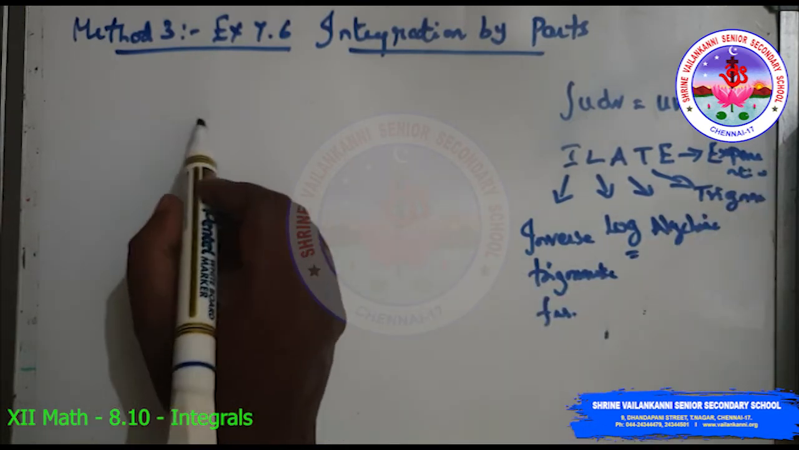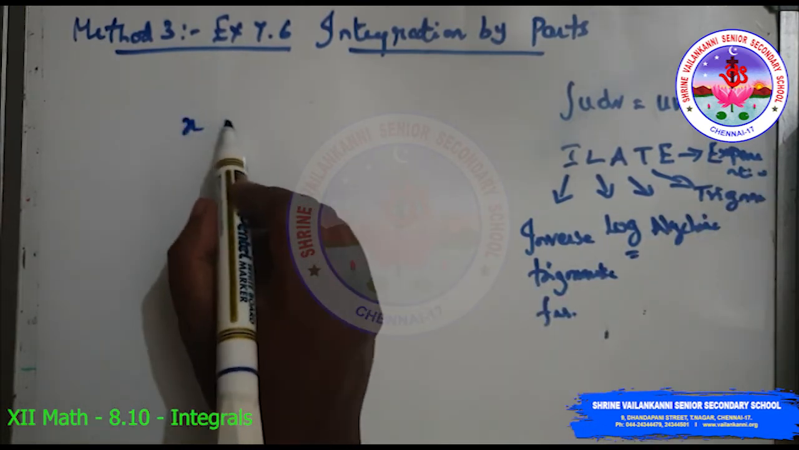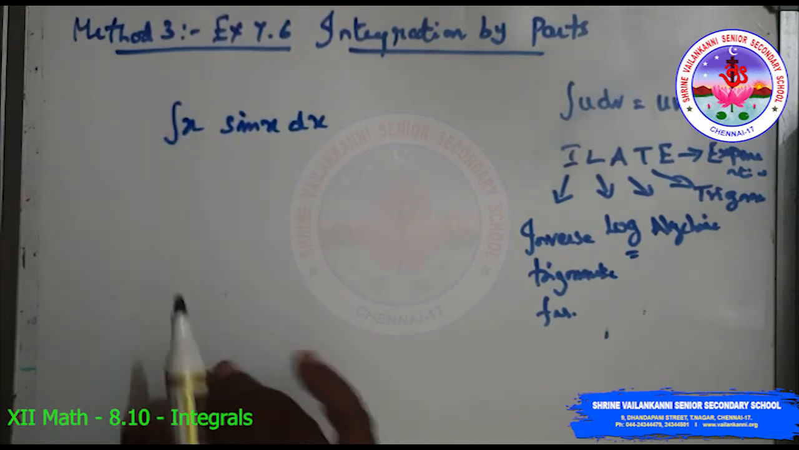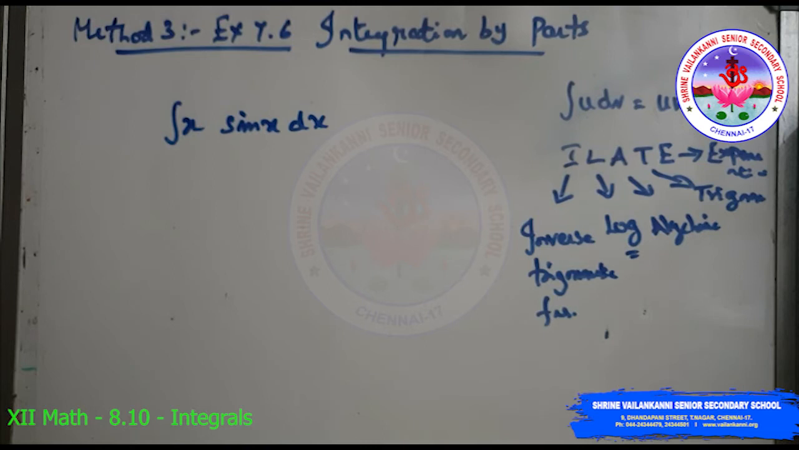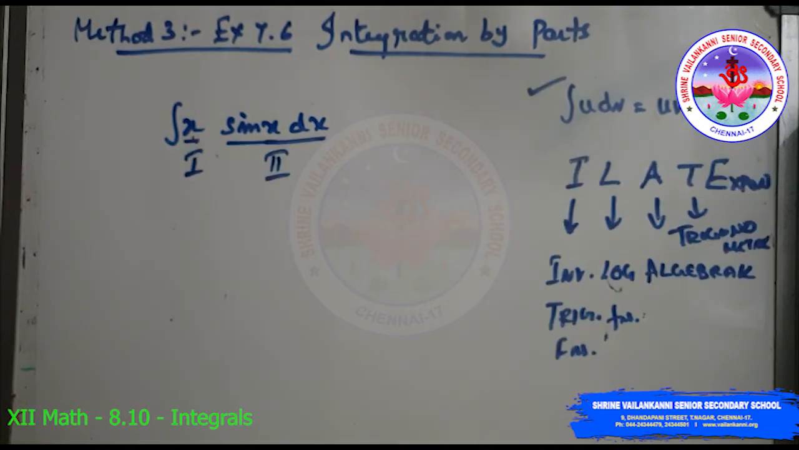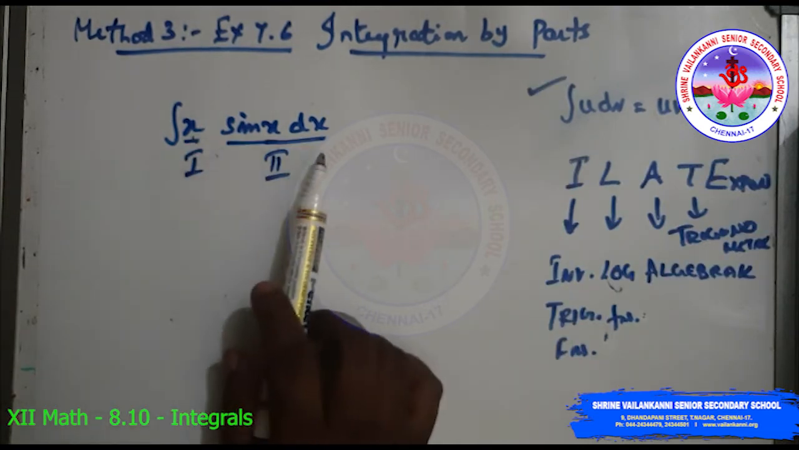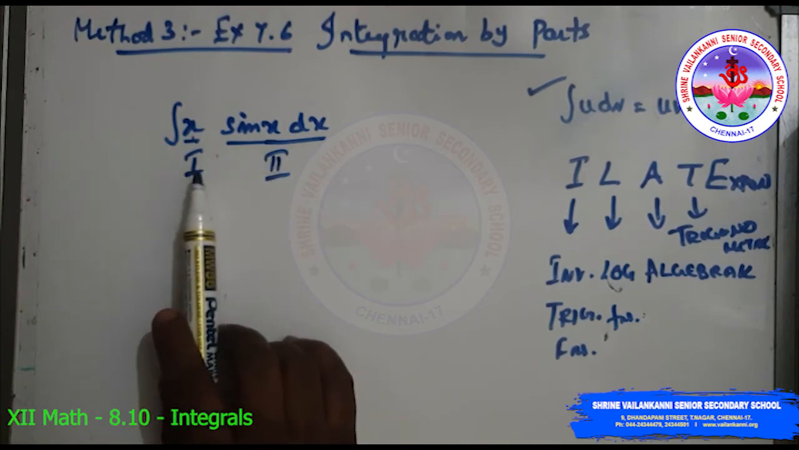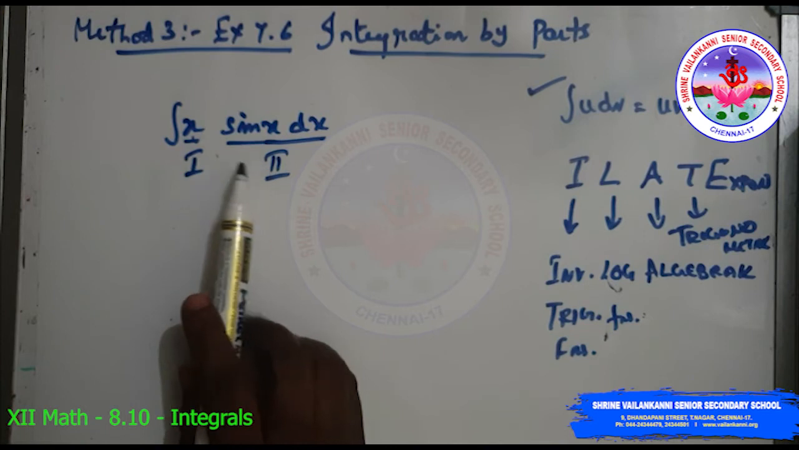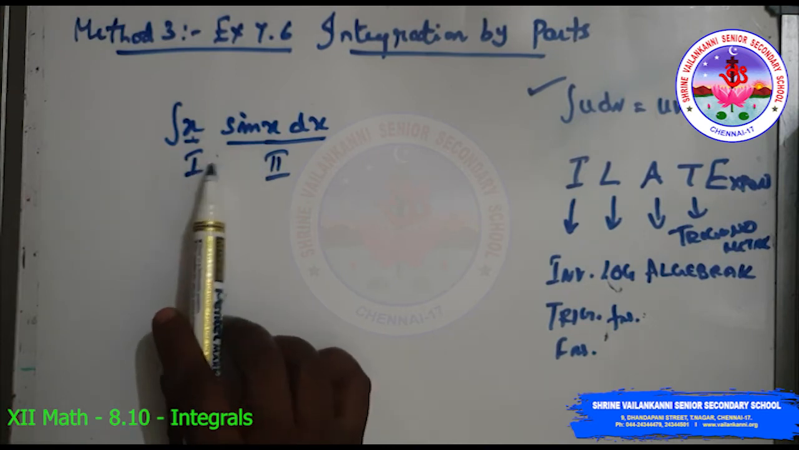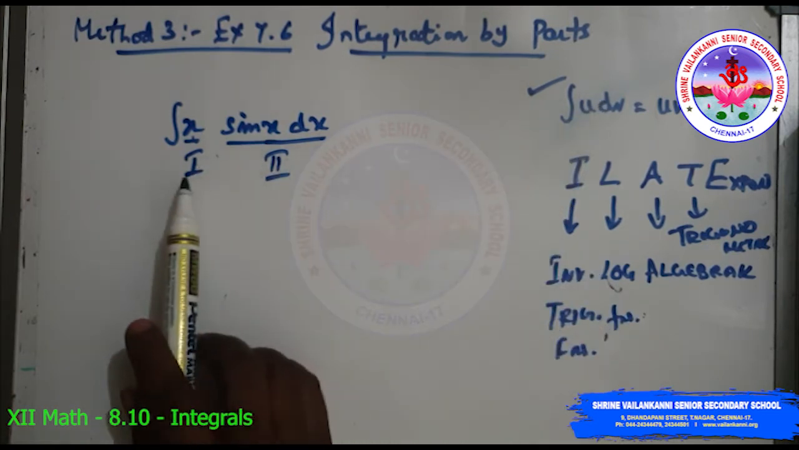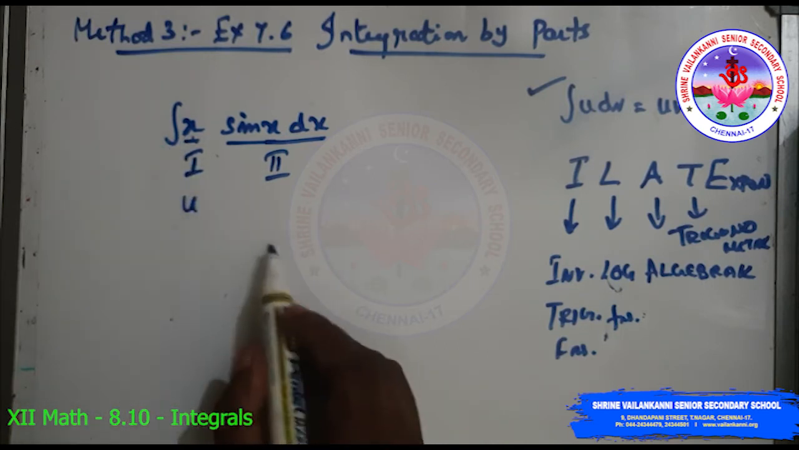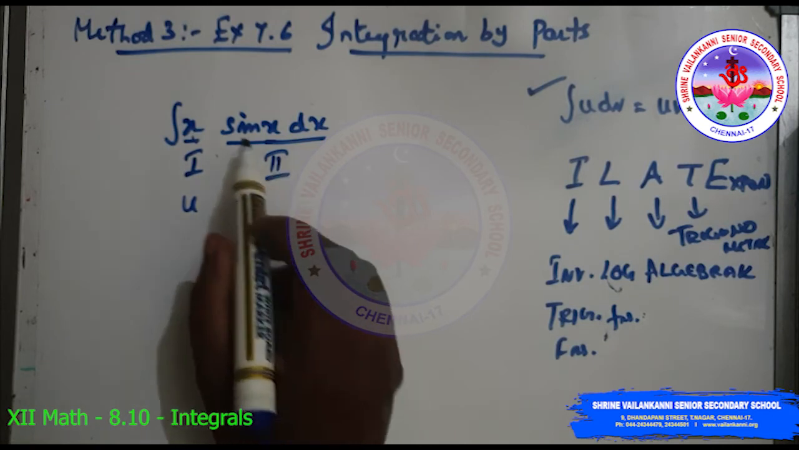For example, if it is x sin x dx, we have to integrate the functions x into sin x dx. Here I have divided the integrand into two parts. The one which comes first is the first part, and the other is the second part. So using this formula, I am taking the first part as u and the second part as dv.